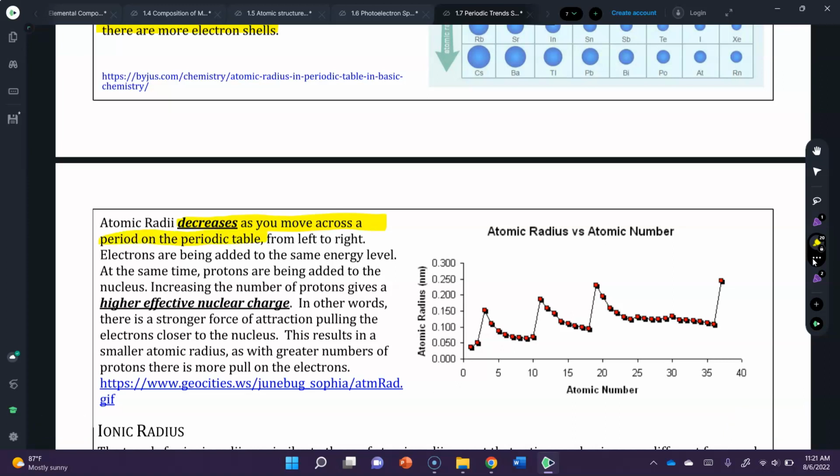This is because electrons, sorry, I have to change my page.